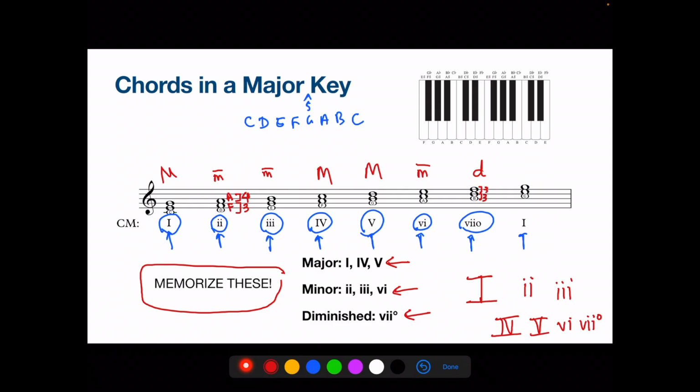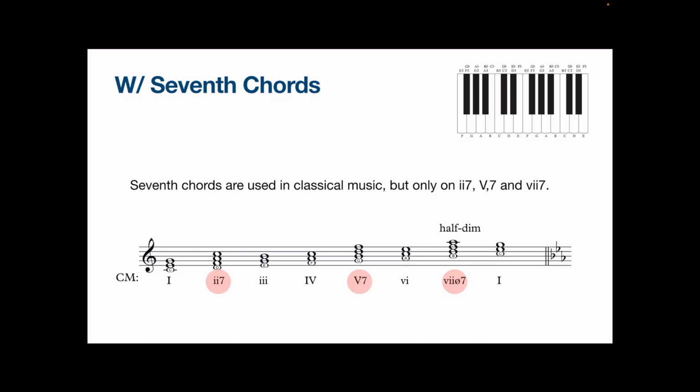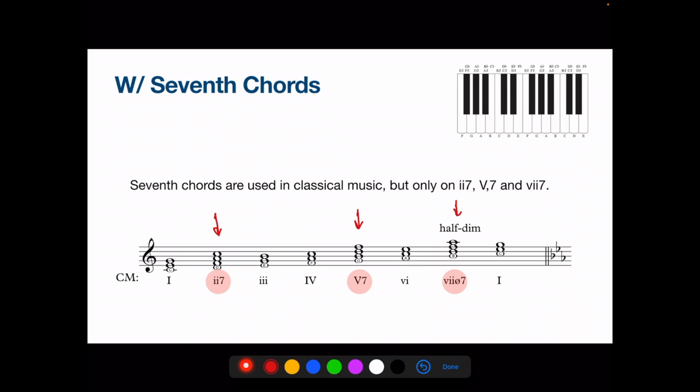Okay, so moving on, we're going to add 7th chords. Well, technically, you can add this extra note to all of the chords, but in classical music, we only have 3 of these chords that are commonly used as 7th chords. So those are the second one, and the 5th one, and the 7th one. And to say it properly, we would say this is the minor 2 chord, and the major 5 chord, and then the diminished 7.